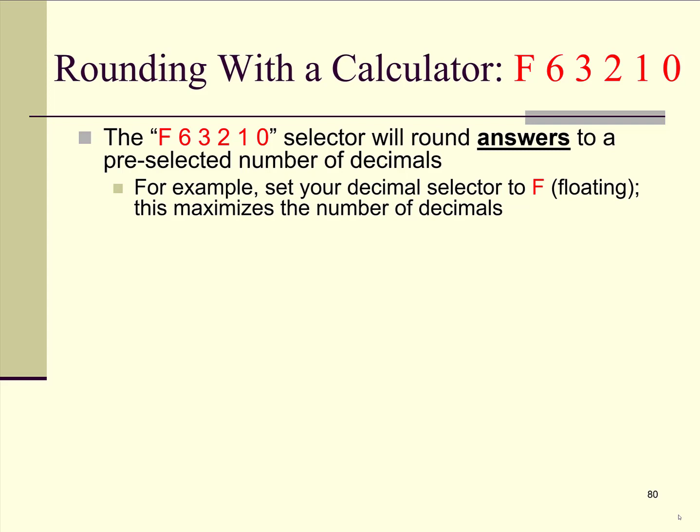So let's do an example here. Make sure your decimal selector is set to F for floating, which it should be since that's the default setting. This, of course, will maximize the number of decimals. And then we're going to add these two numbers on your calculator. Pretty simple.